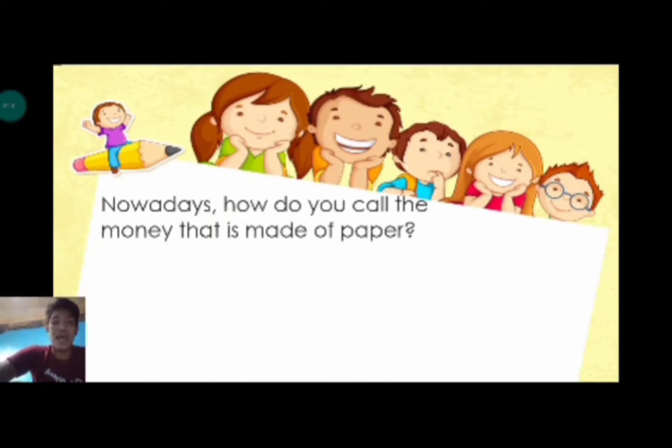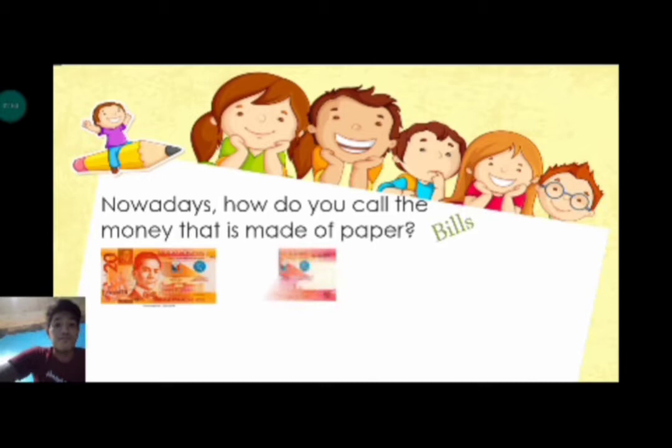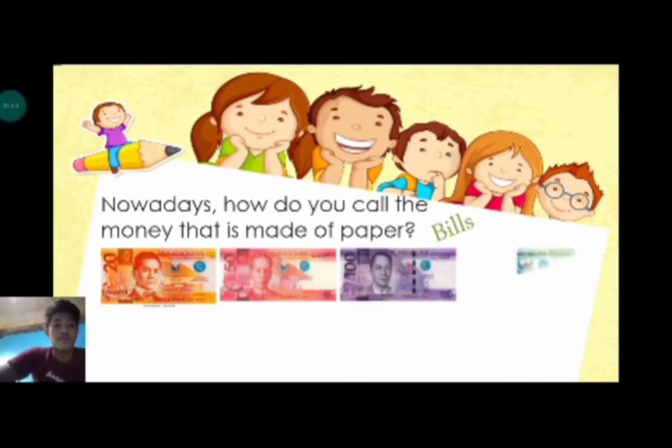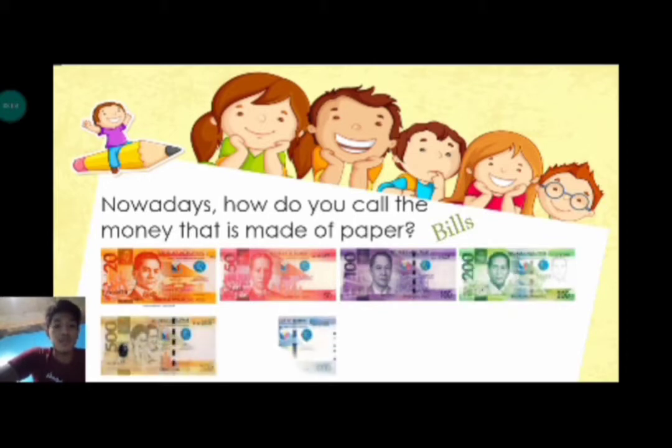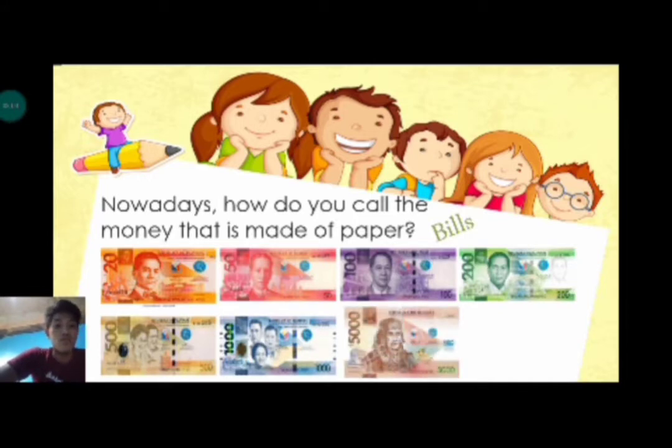Nowadays, how do you call the money that is made of paper? Alright, we call it bills. We have 20 peso bill, 50 peso bill, 100 peso bill, 200 peso bill, 500 peso bill, and 1,000 peso bill. We have now a 5,000 peso bill, but it's not really approved by the government.